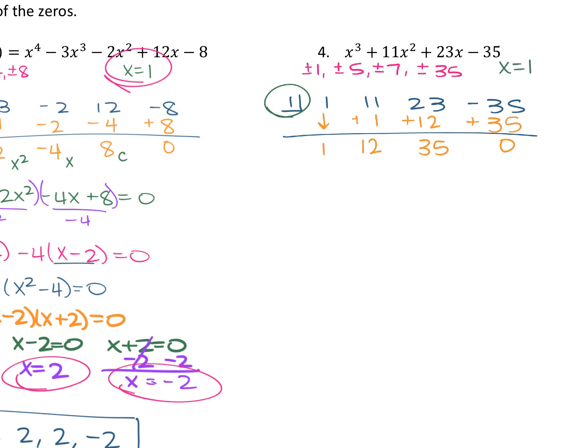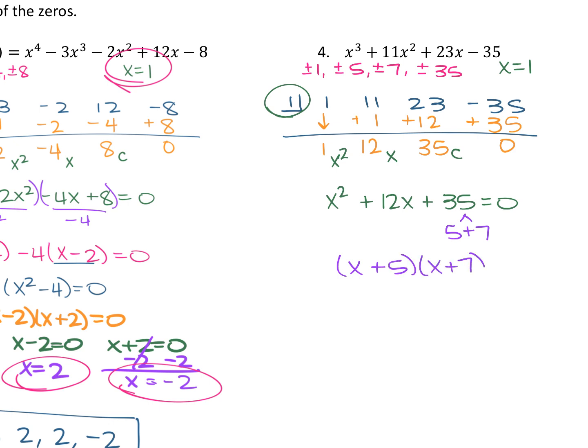Put it out so that we remember to include it. This means that your constant is 35, 12 is going to get an x, 1 gets x squared. So now you are solving x squared plus 12x plus 35 is equal to 0. Your factors of 35 that add up to be 12 are 5 and 7. So that means this factors to be x plus 5 times x plus 7 is equal to 0.